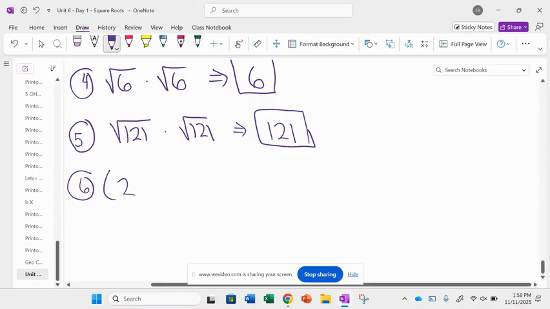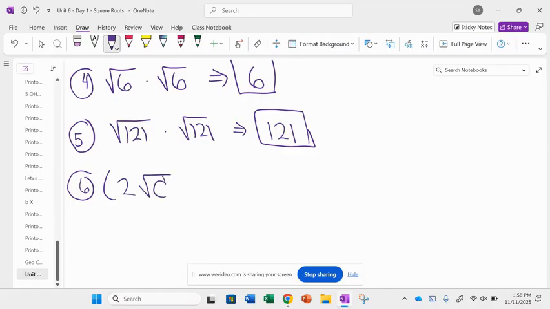Now let's say I have 2 root d quantity squared. Can I distribute that exponent of 2 to the 2 and the radical? Yeah. If there were a plus sign, could I then distribute it in? No. So what's 2 squared? 4. What's root d squared? D. So we just get a 4d.